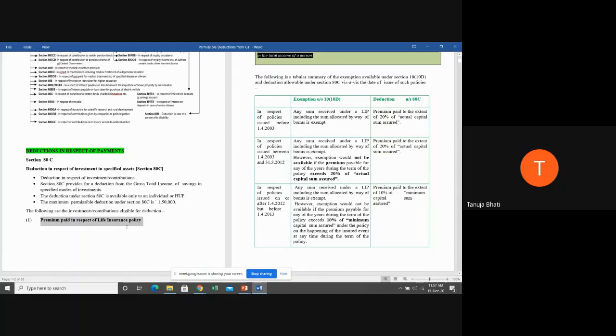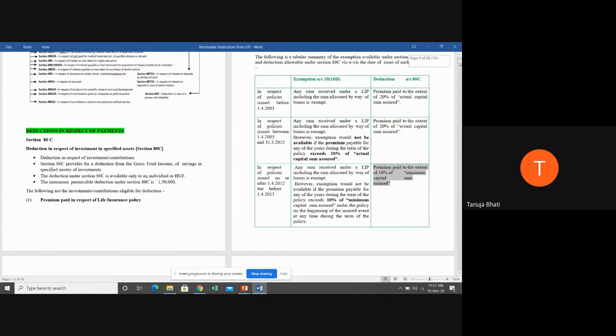Now, in order to claim deduction, first you have to check the policy issue date. If the policy issue date is before 2003, you have to make sure that the premium you are paying is not more than 20% of capital sum assured. If the policy is between 2003 and 2012, the premium payment should not exceed 20% of capital sum assured. If the policy is issued between 2012 and 2013, you should make sure that the premium amount does not exceed 10% of capital sum assured.